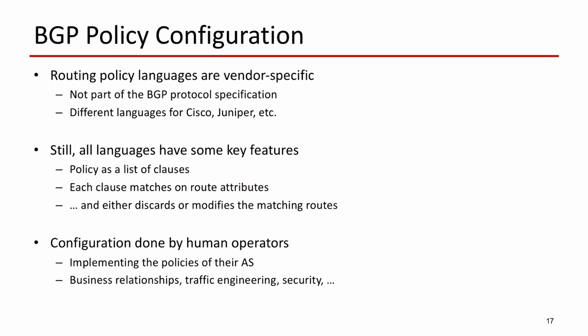So BGP policy configuration. How is this policy configured? The routing policy languages are vendor specific, meaning the language itself is different. It is not part of the protocol specification, and there are different languages for Cisco and Juniper, who make routers. Still, all languages have some common features: a policy is a list of clauses, and each clause matches on an attribute and either discards or modifies the matching route. They have some common key features, but it is all different. Even the language is different.